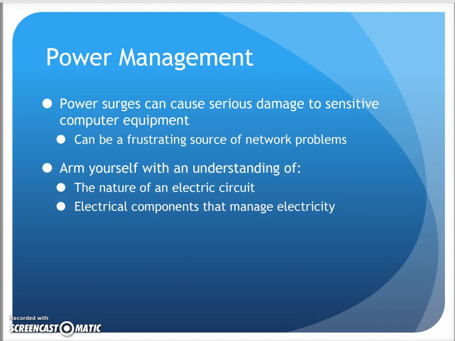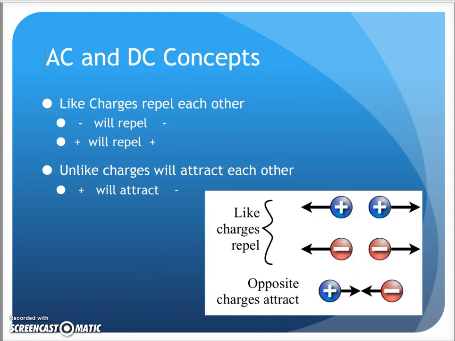All right, CNT125, Chapter 11. Before we talk about things like UPSs, it's always worthwhile to orient our brain with some basics of electricity, AC and DC. They remind us right here that dealing with things like power surges can cause some serious, frustrating problems. So it's worthwhile to arm yourself with some understanding of electric circuits and electrical components that manage electricity. Absolutely. So let's do a quick detour on some of these concepts we should hopefully remember from science class over the years.